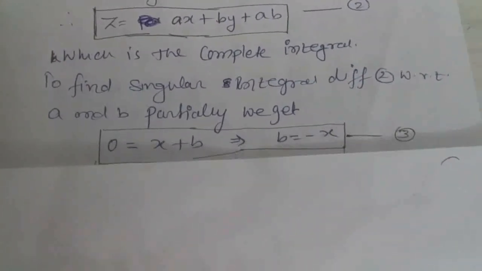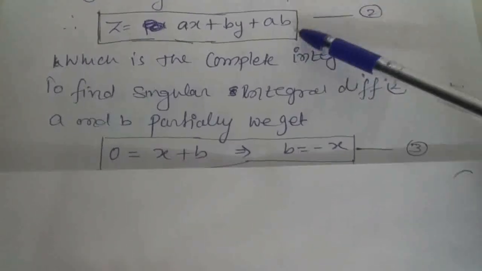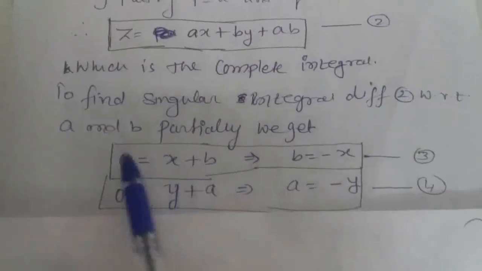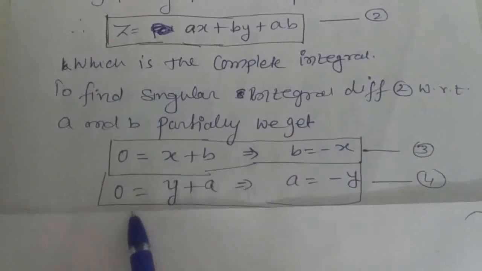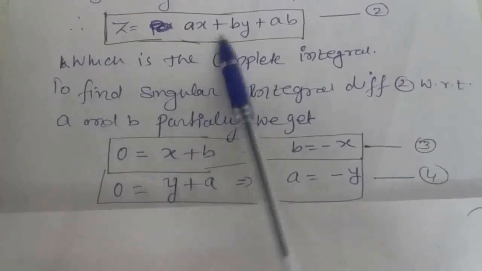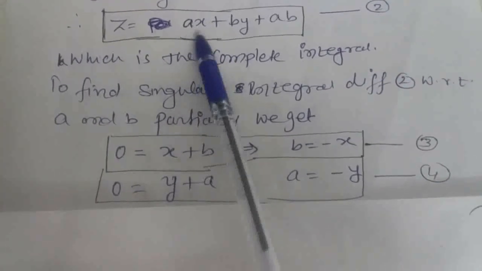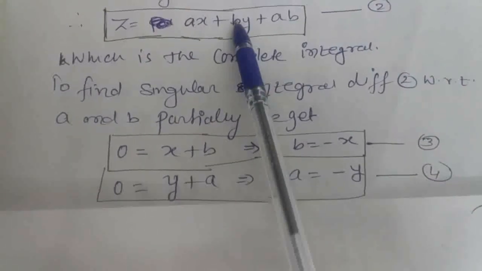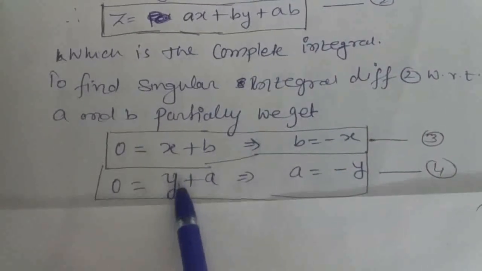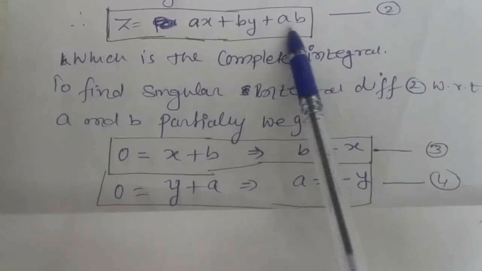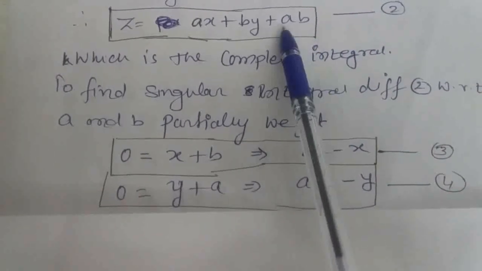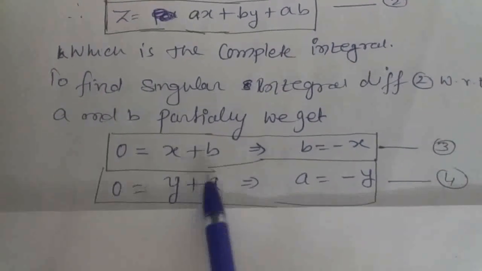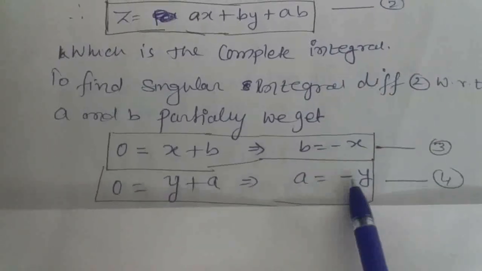Similarly, when we differentiate the complete integral, that is equation 2, with respect to b partially, we get the partial derivative of z with respect to b is 0, the term ax is constant with respect to b, so its derivative is 0, plus the partial derivative of by with respect to b is y, since y is constant, plus a into b, so a is constant and the partial derivative of b with respect to b is 1, so we get 0 equal to y plus a, which gives a equal to minus y.